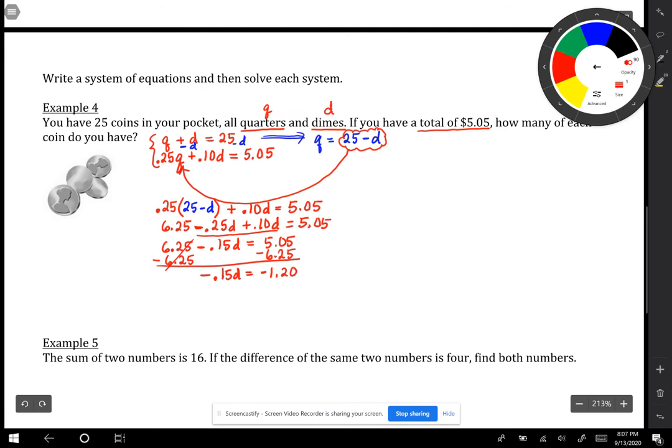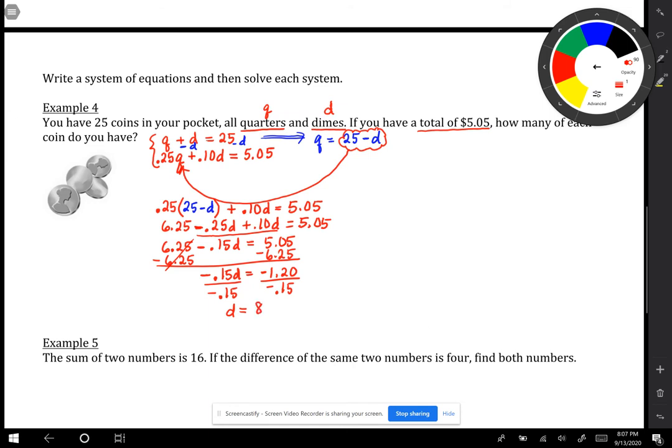I'm not a big fan of decimals, and I really don't like them. But with money, that's the case. We have decimals. And that's why I would use a calculator. Divide by negative 0.15. And remember, you can't have a negative number of dimes or quarters. So negative divided by negative is positive. And that divides evenly 8 times. So you have 8 dimes.